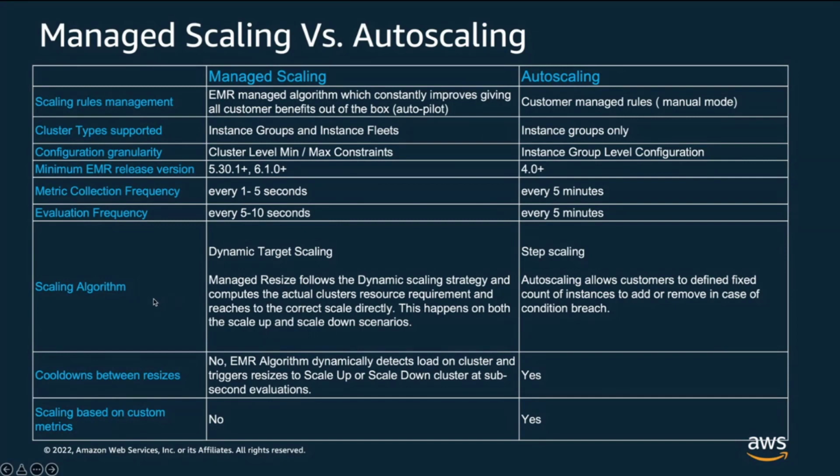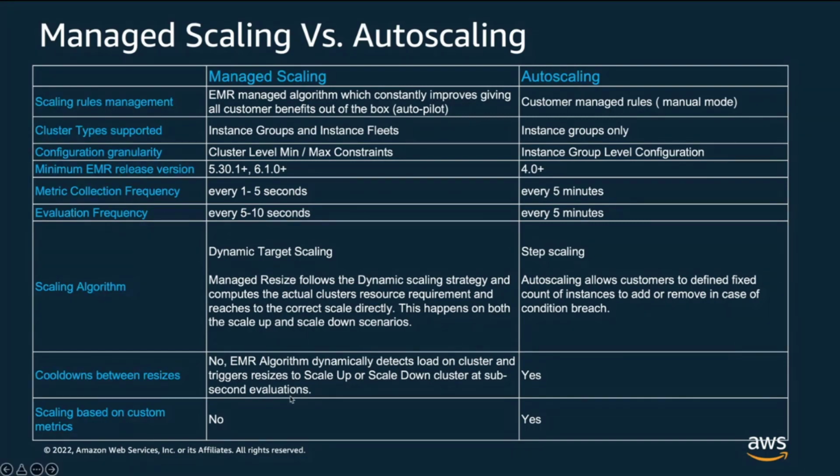The scaling algorithm followed by managed scaling is dynamic target scaling, which follows a dynamic strategy and computes the actual cluster and sees the requirement to scale up and scale down. And this happens for both scale up and scale down scenarios. But in auto scaling, it will be stepped scaling. So meaning, if you need 5 instances, it will go one by one. So it's step scaling basically.